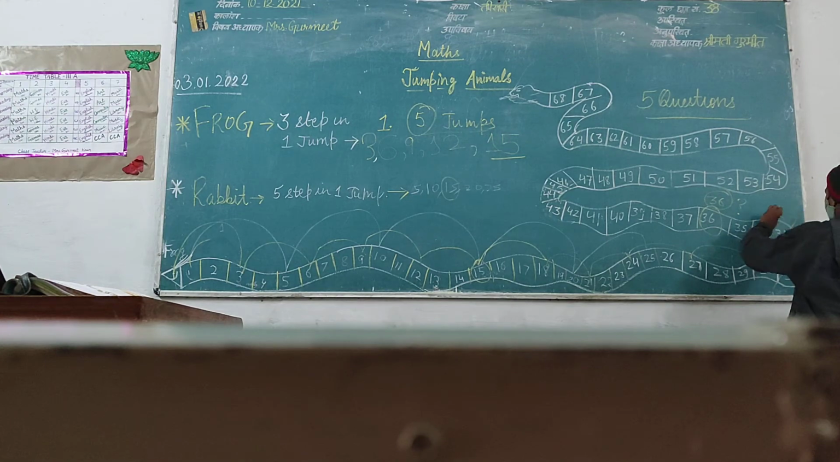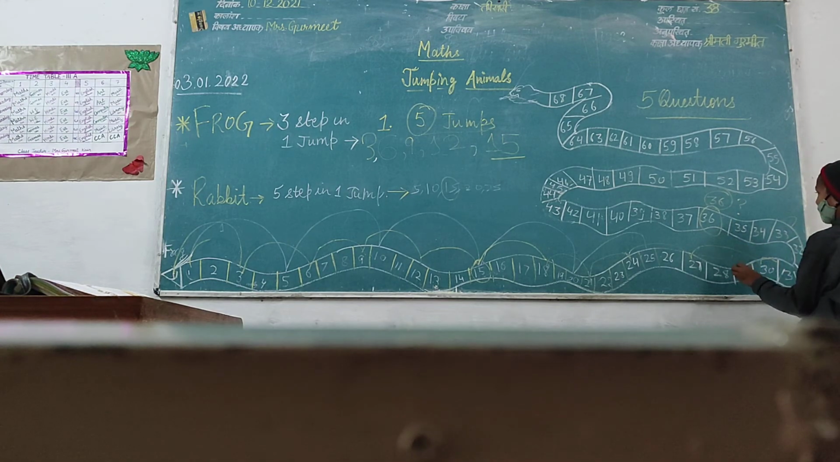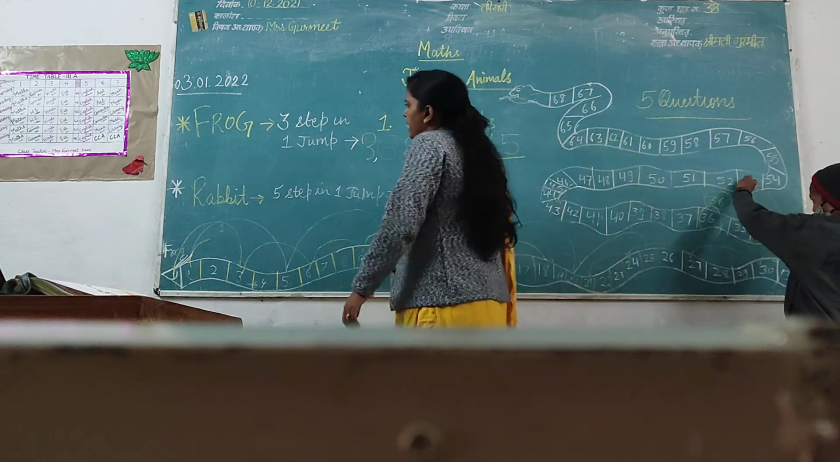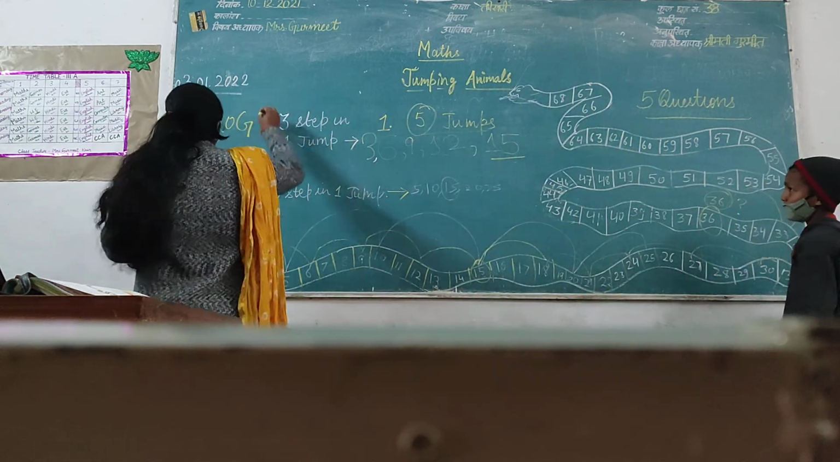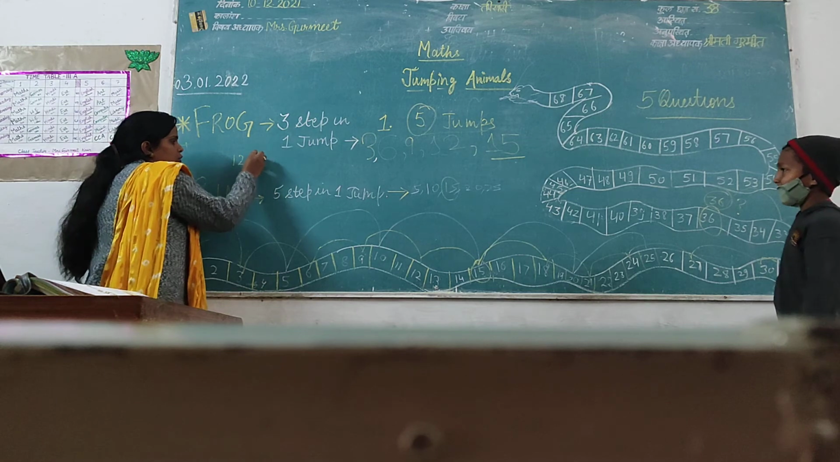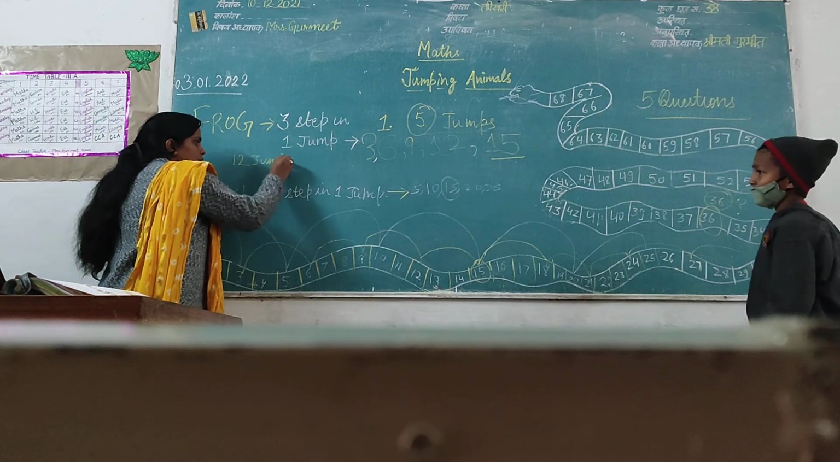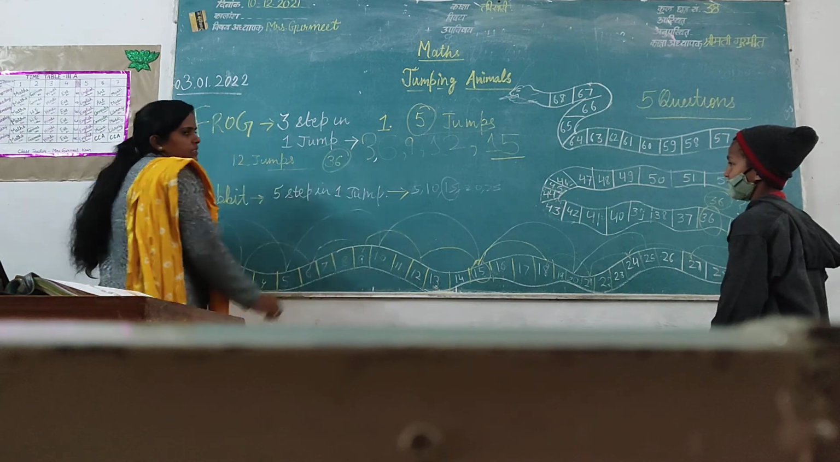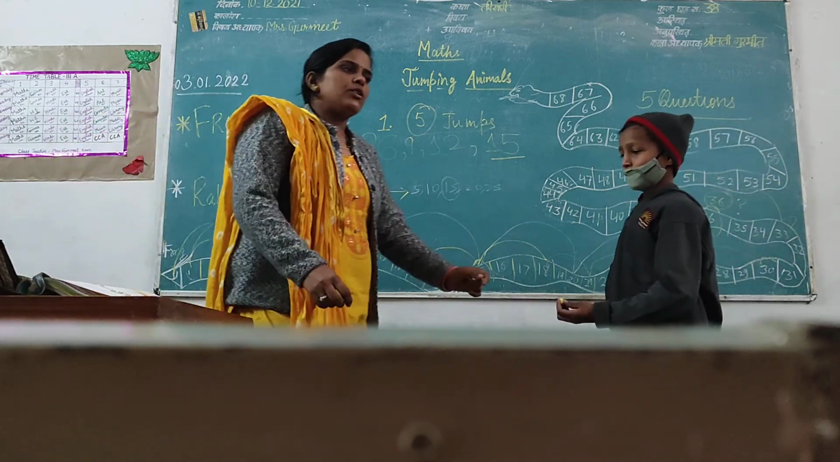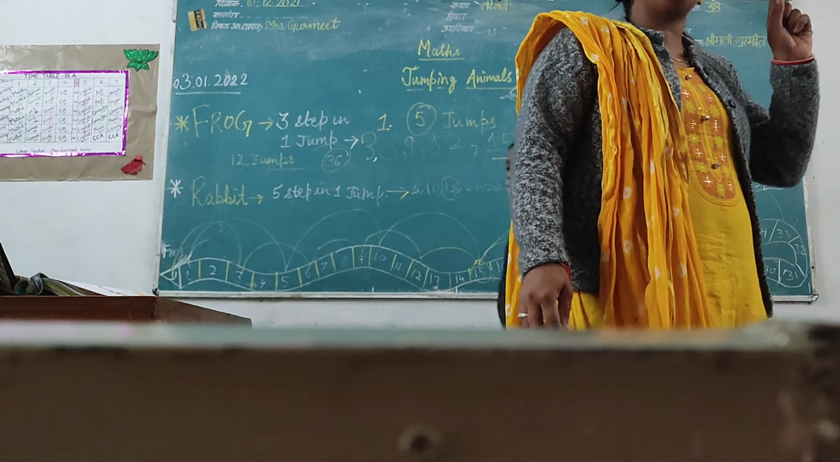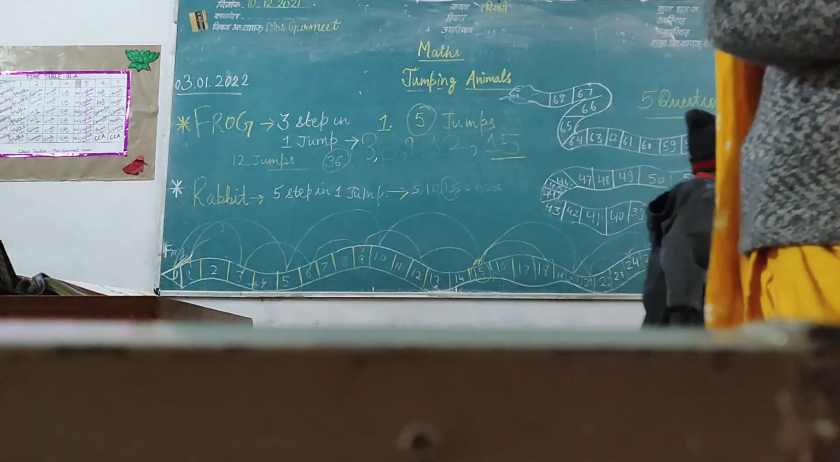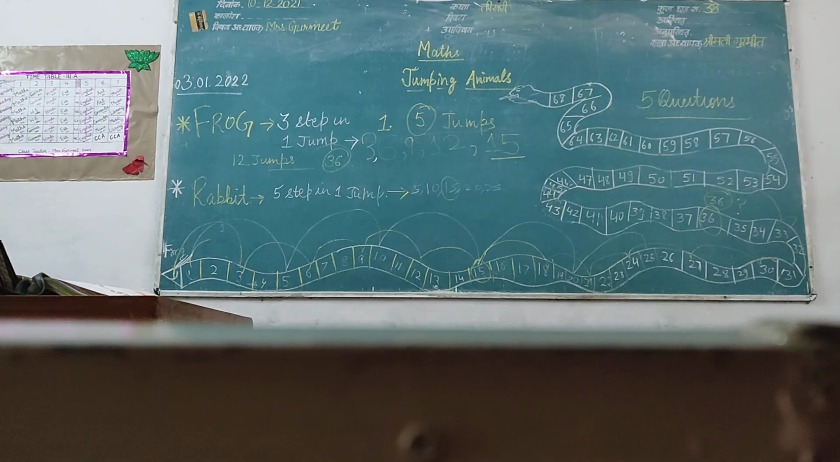11 jump. For 11 jump, say, after what the jump? 12. Yani after 12 jumps. After 12 jumps, frog will reach at 36. Okay? So your homework is to make your 5 questions and solve them. Thank you, everyone.